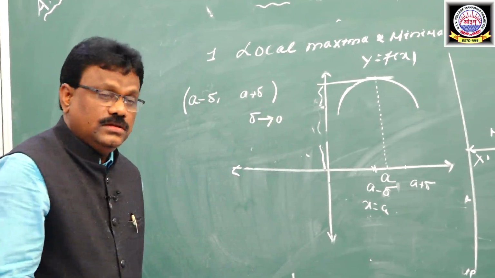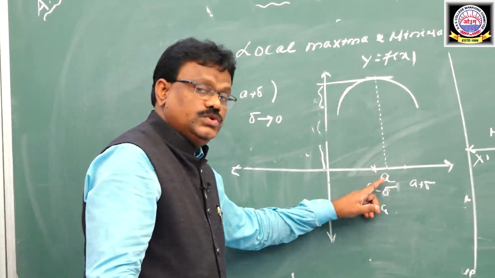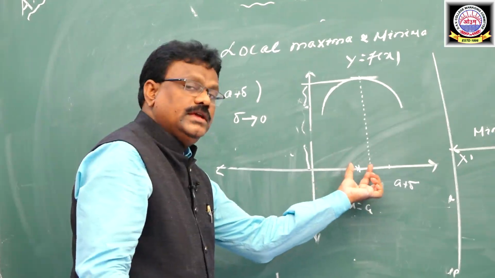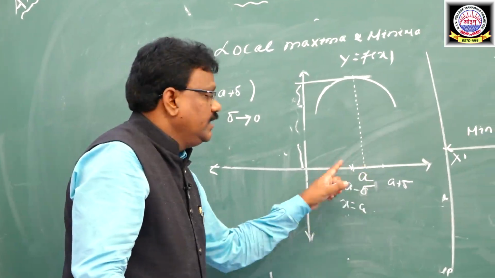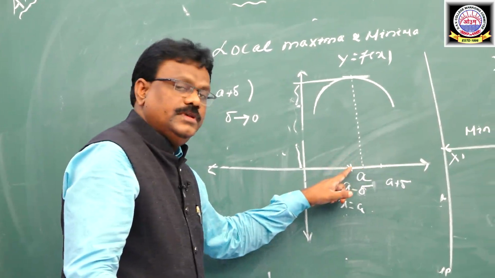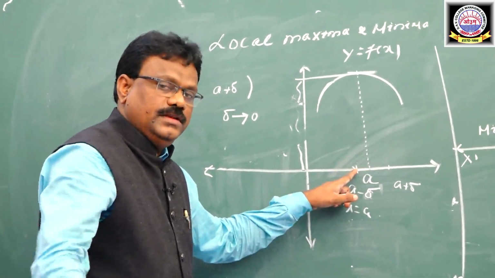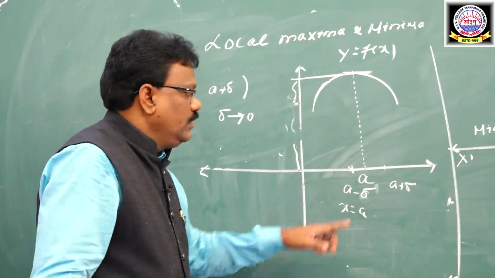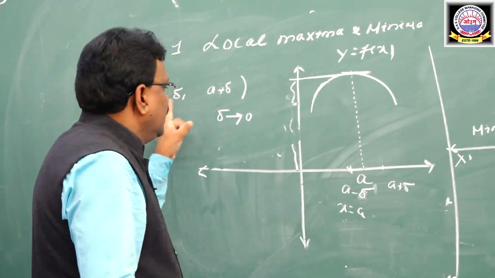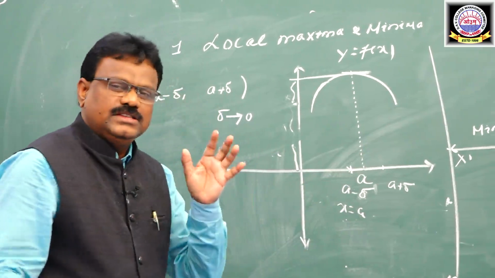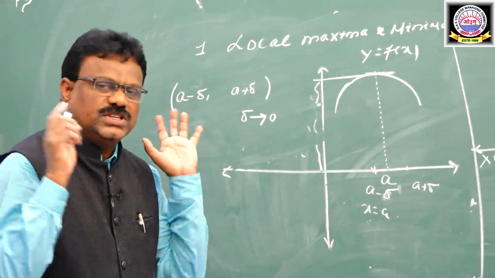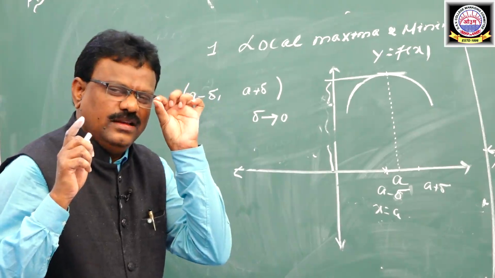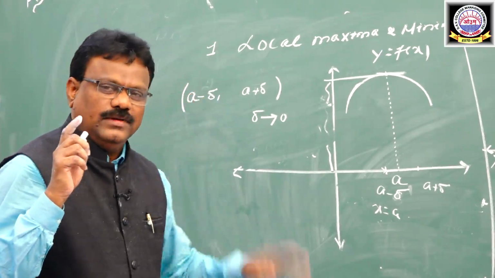So just think, if delta is very, very close to 0, then what you see with your eye, A minus delta, is not like that, because this length will be very, very small, approximately equal to 0, and tends to 0. So A minus delta and A plus delta are very, very close to each other. That small interval is called the local interval.